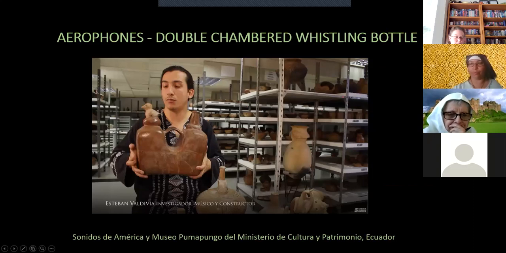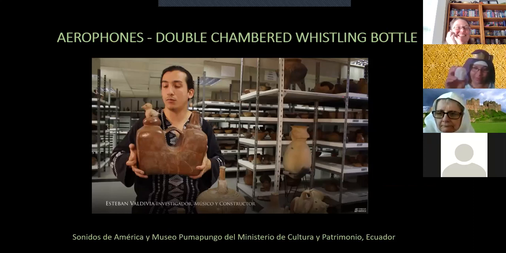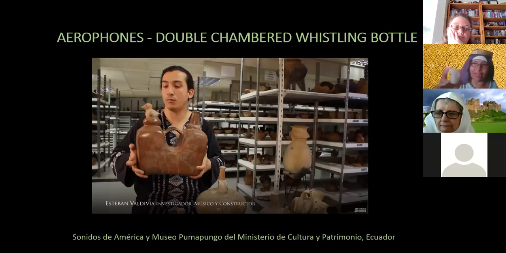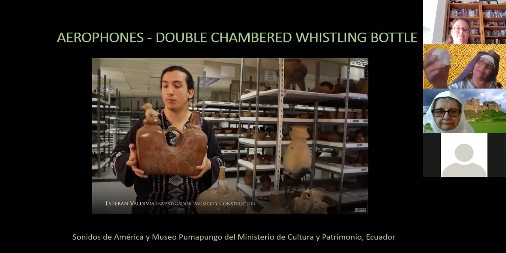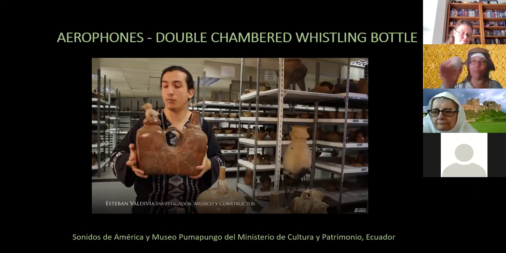More double chamber whistle bottles. I wanted you to see that they have different sizes. We saw the pretty small ones, and now look at this one. It's pretty big. Oh, by the way, remember last time we talked about the death whistle? Well, 3D printed one. Eva sent us the file to print it, and it's super cool, but it really didn't work, so I guess we're going to continue exploring with that.